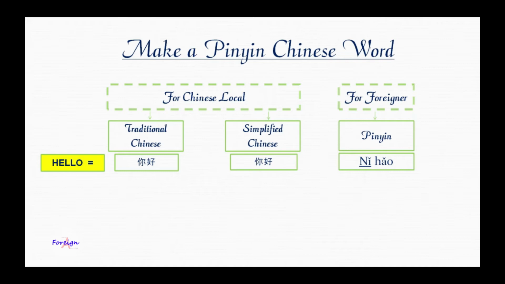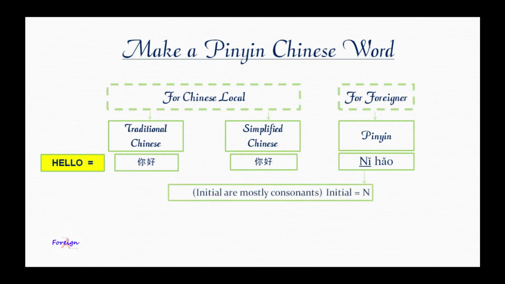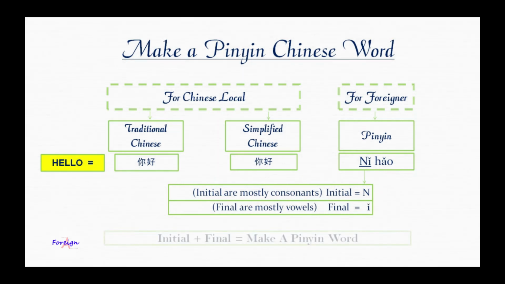We discussed consonants and vowels in the previous lesson. So in this lesson we are learning what Pinyin is. Initial plus final makes a Pinyin word. What is an initial? Initials are mostly consonants and finals are mostly vowels. C is a consonant and I is a vowel. So initial plus final makes a Pinyin word.